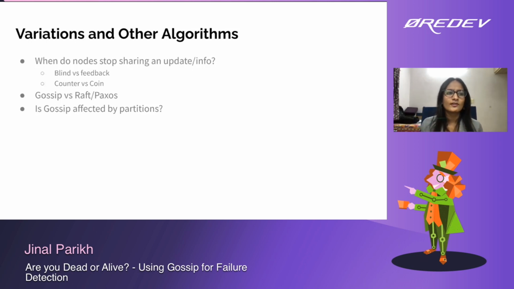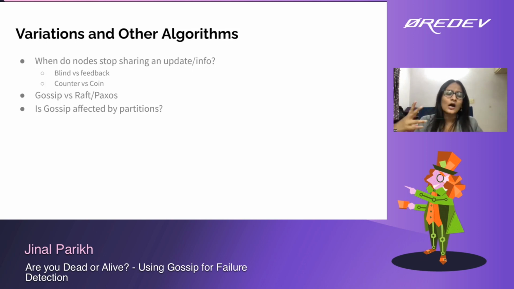So there are two variations, blind versus feedback. Blind versus feedback is basically where I lose interest. In feedback, a sender loses interest only if the recipient already knows the rumor, so it uses that feedback. A blind variation is where it loses interest with probability 1/K, regardless of the recipient. So we use this constant 1/K, and after K rounds, the node is going to stop spreading the information. And in feedback, every time they contact someone who already knows the rumor, their interest will reduce with probability 1/K.